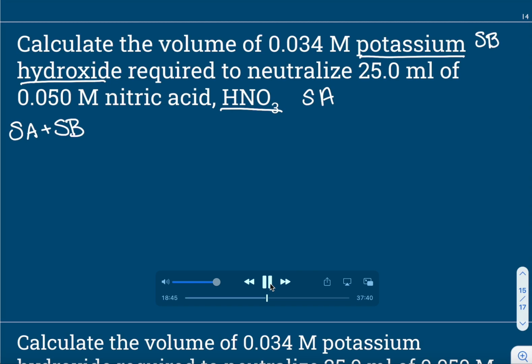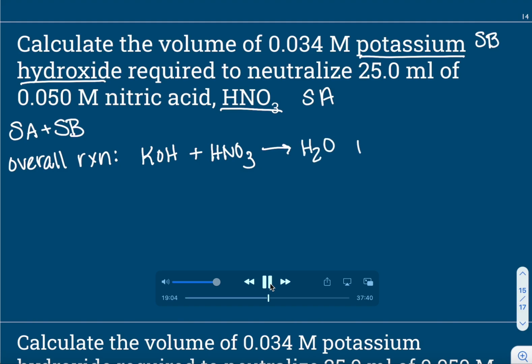So the first thing I'm going to do is write the overall reaction. And that's going to be our potassium hydroxide plus our nitric acid. And that will give us water. Neutralization gives us water. And then we're going to take our potassium and our nitrate and get KNO3.